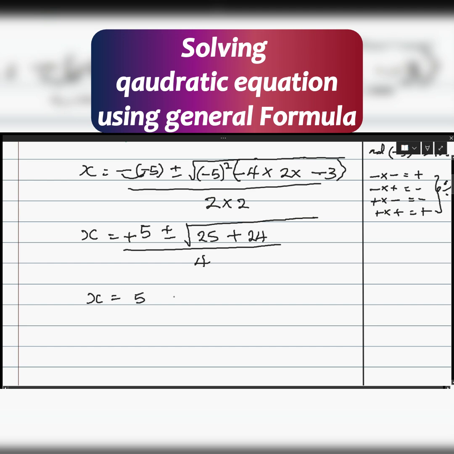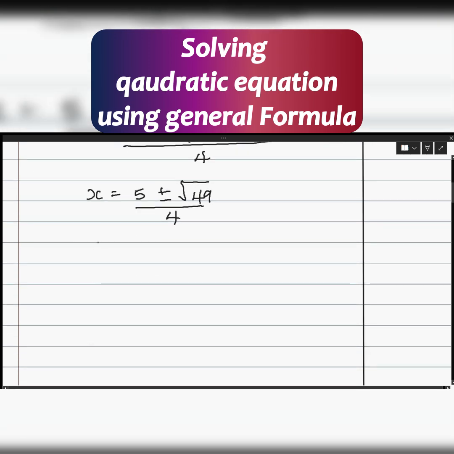I can also write it as just ordinary 5 plus or minus the square root of 24 plus 25, or 25 plus 24 gives me 49, all over 4. And using your calculator, the square root of 49 is 7, times 7 is 49. So therefore the square root of 49 is 7. So I have it as 7 all over 4.